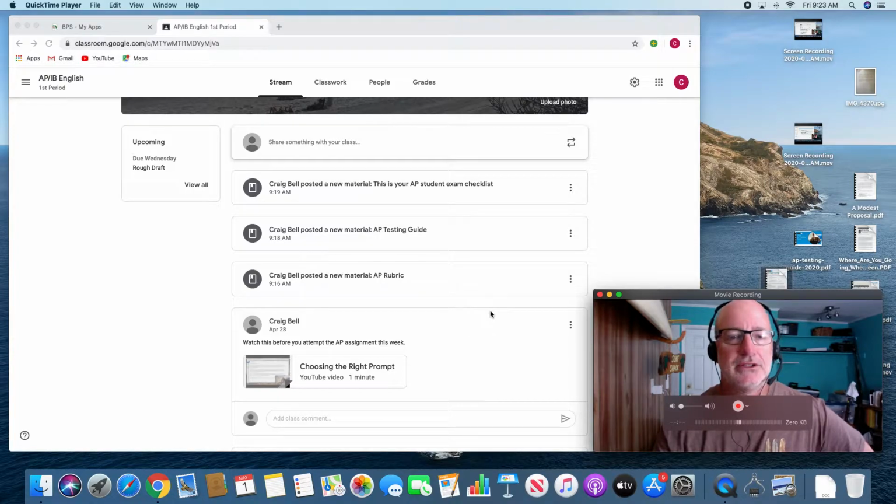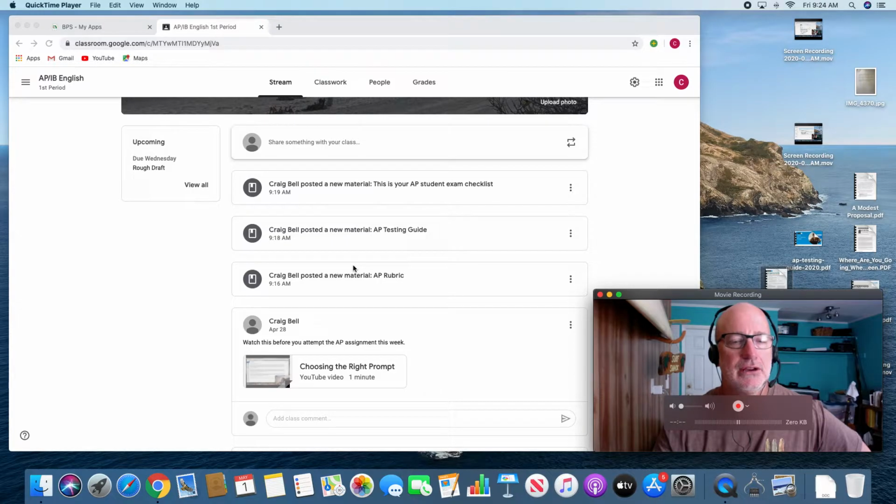So what I've done here is pull up Google Classroom. This is first period. I could go to third or seventh period; it's going to have the same thing. The three things I'm talking about are the materials. I put them as separate folders just because it's easier for me that way. I don't know if it's easier for y'all, but here's the rubric, what they call the testing guide, and then the exam checklist. So let's go through them.